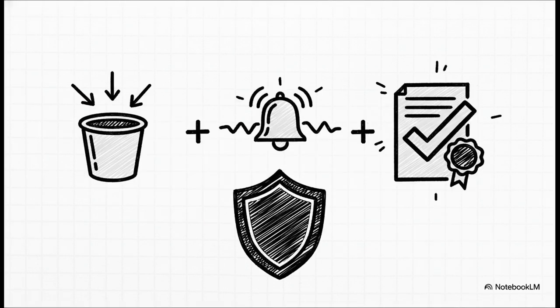So if you remember anything, remember this. 1. Centralize your logs so you can see everything. 2. Automate your monitoring to catch threats as they happen. And 3. Validate your log integrity so you have forensic evidence you can actually trust. You do these 3 things and you've fundamentally shifted from just passively collecting data to actively defending your environment.